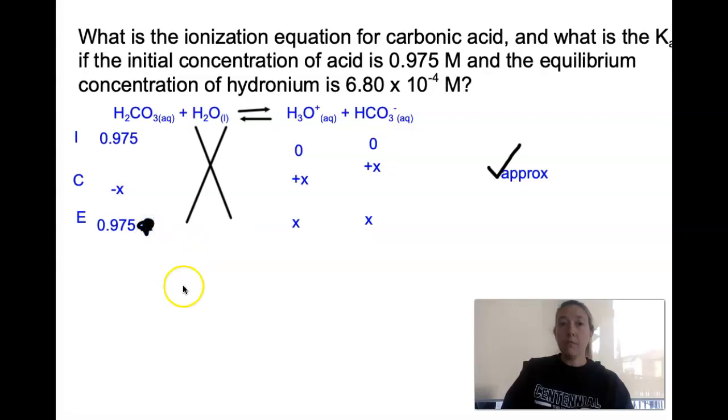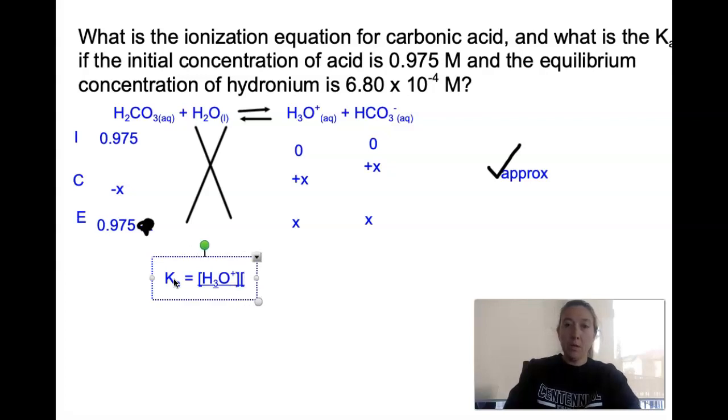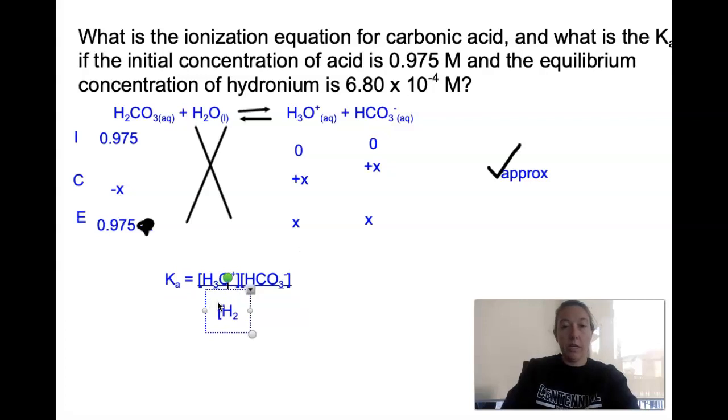So now that we've done that, we can set up our equilibrium law expression. So we're going to have that Ka is equal to the concentration of hydronium times the concentration of the HCO3 minus, and that is going to be divided by the concentration of that H2CO3.